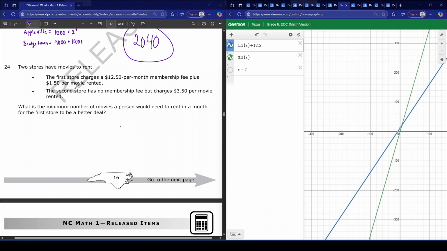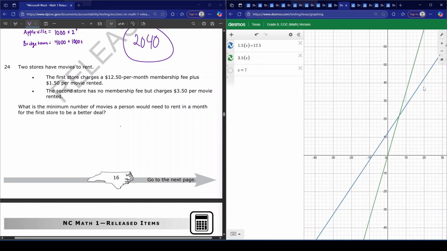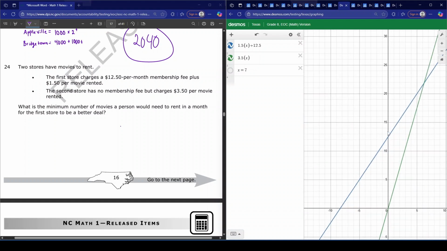Question 24. Two stores have movies to rent. The first store charges a $12.50 per month membership fee plus $1.50 per movie rented. The second store has no membership fee but charges $3.50 per movie rented. What is the minimum number of movies a person would need to rent in a month for the first store to be a better deal? We're here on Desmos, we have it visualized. Initially, the blue is much more expensive than the second store, which is a lot cheaper, as you can see here.